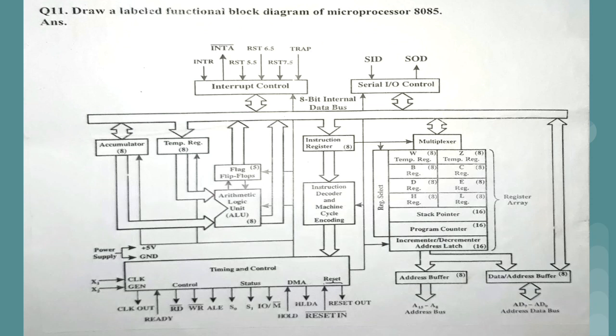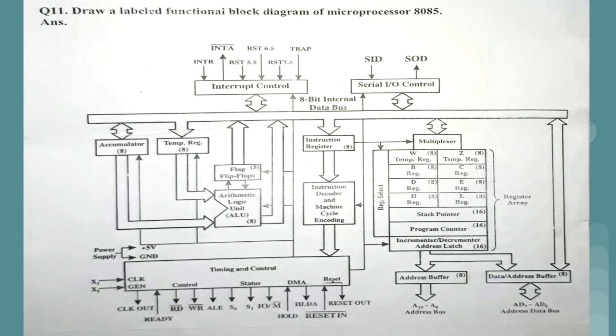Now in this diagram they have given big hollow arrows, so it's not necessary that we should draw these arrows. You just simply put all the components: interrupt control, serial input control, and remember the pins which are connected to this section, and that is again easy. For interrupt control, we already learned the pins associated with the interrupt, like INTR, INTA, RST 5.5, 6.5, 7.5, and TRAP.